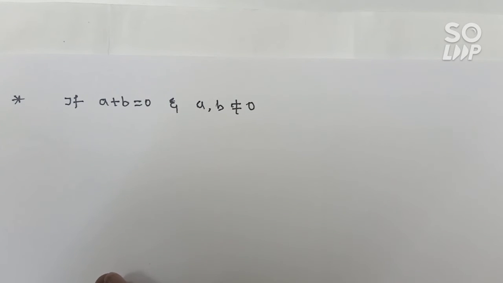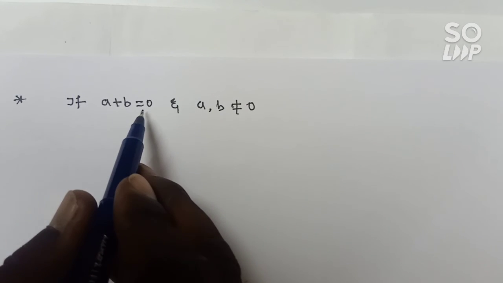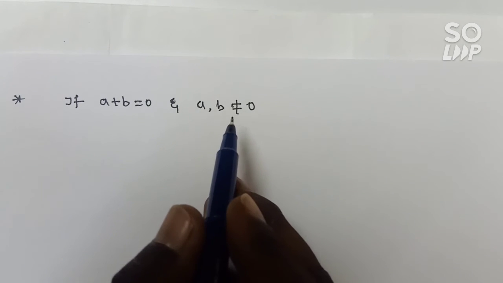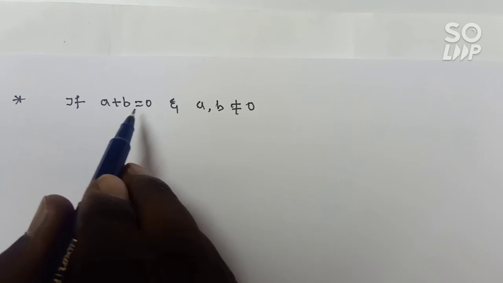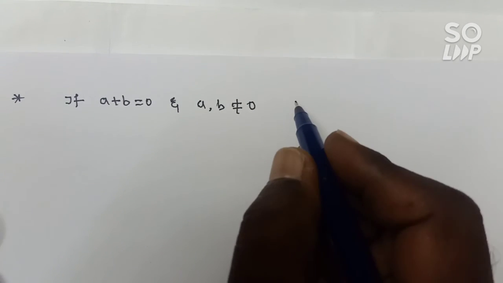Sum of the intercepts will be equal to 0 and those intercepts are non-zero. Suppose A is equal to 0 and B is equal to 0, then the sum will be equal to 0, but not in that case. When A and B are non-zero, if the sum is equal to 0, then what do you say about the equation of the line?